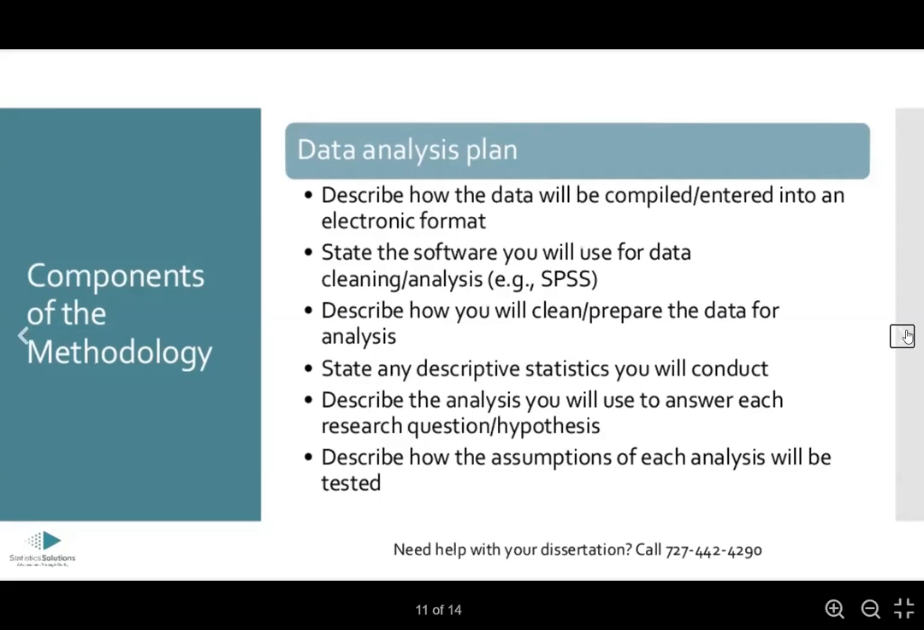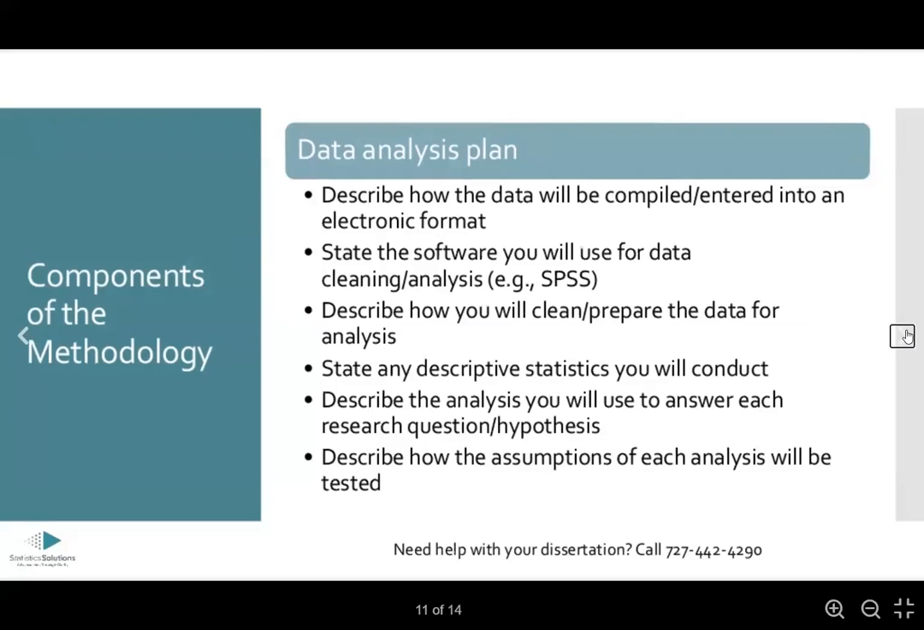So you may say for research question 1, I intend to do a chi-square test of independence to identify associations between smoking and cardiovascular outcomes. So something like that. You'll just want to clearly state what the statistical analysis is for each research question.